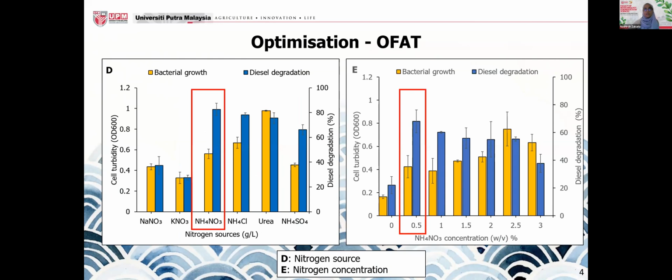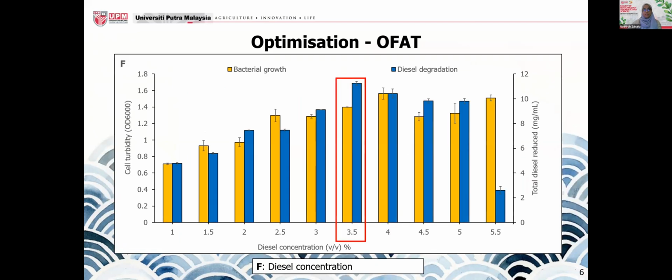So in graph D, we can see that diesel degradation was also highest where ammonium nitrate was applied, and at a concentration as low as 0.5 grams per liter, diesel degradation was still applicable. Here in graph F, we can see that increasing concentration of diesel supports bacterial growth in proportion to the amount of diesel being used as a carbon source. However, we can see at 4.5% and higher, the degradation starts to decrease and finally is inhibited at 5.5.